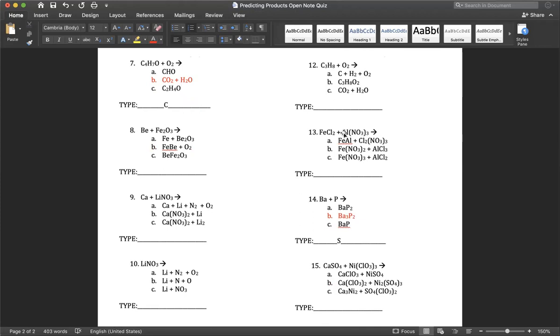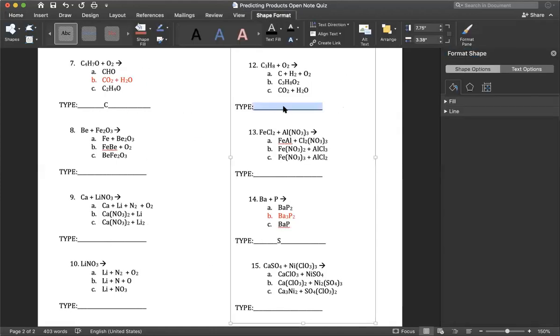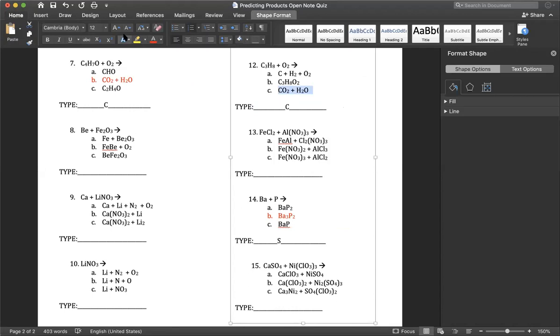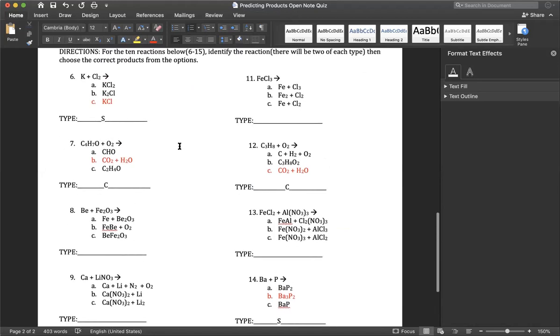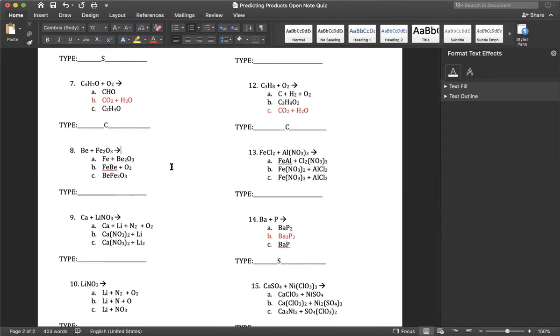Number 12. Right. I have another carbon compound and oxygen. What's happening here? Combustion. And what are my products for combustion? CO2 and H2O. Yeah. So the sooner we can recognize that, the easier it gets. All right. Let's go to number 8.